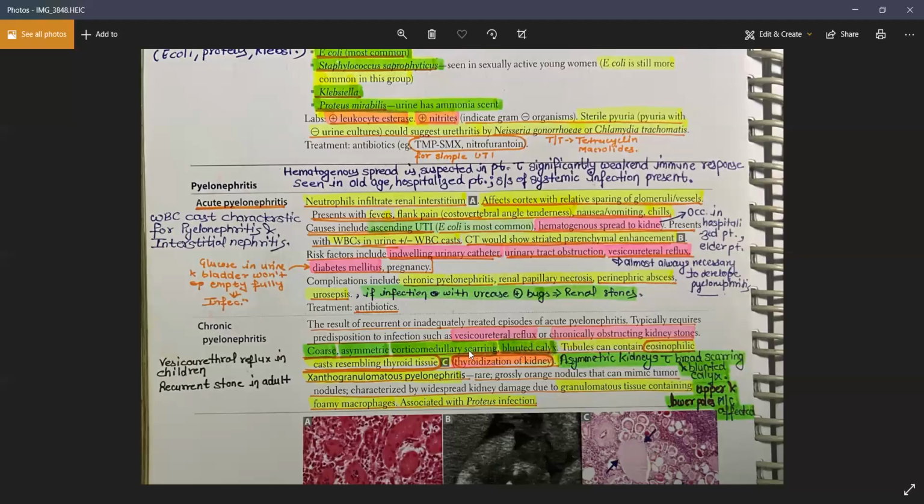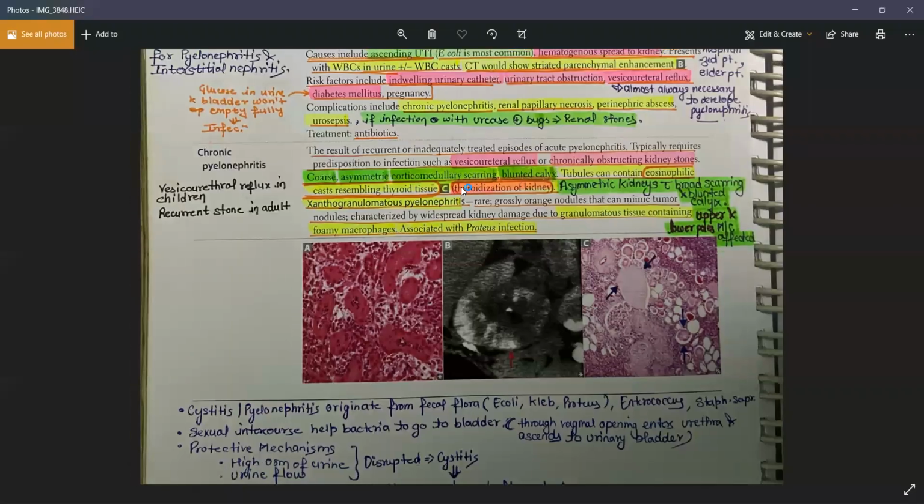Now, what you will find on examination of the kidney is a coarse, asymmetric, corticomedullary scarring and blunting of the calyces. This is the important part: you will have a blunting of the calyces.